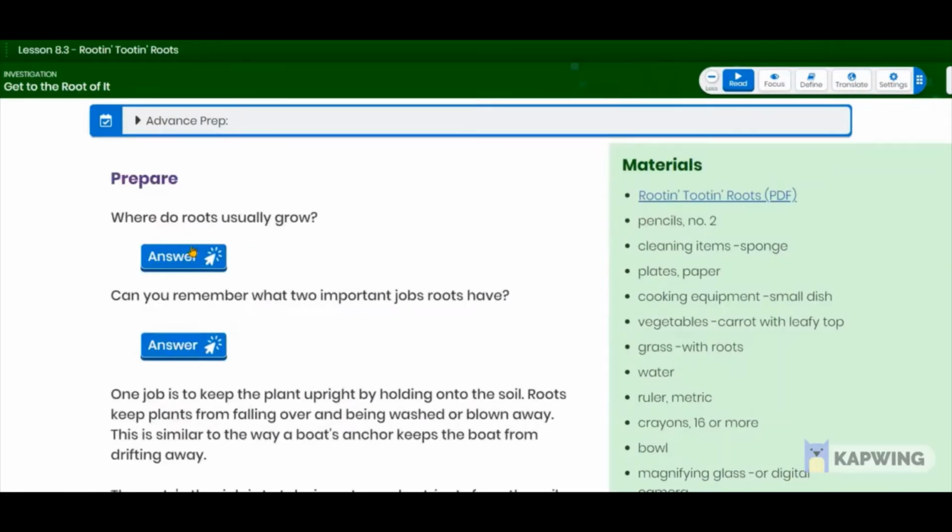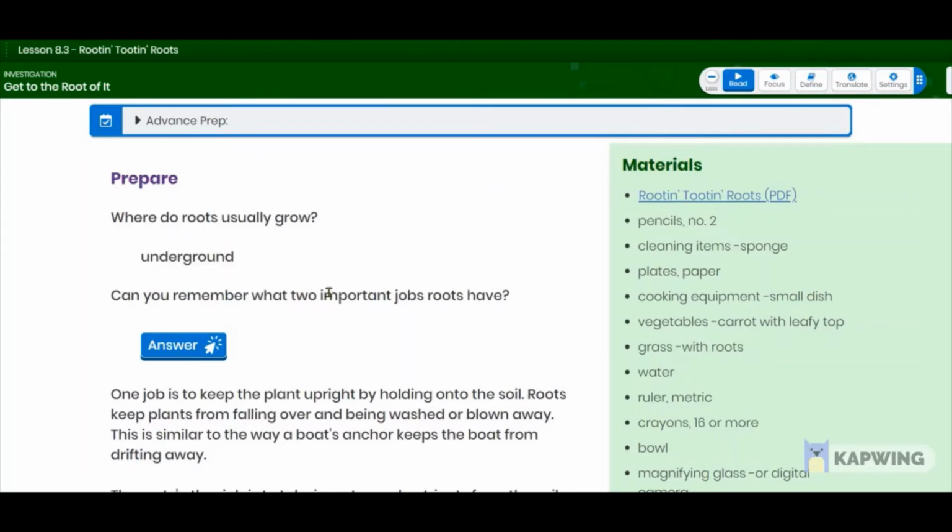So here are some questions for you to think about. Where do roots usually grow? We talked about this. Take a moment to pause the video and try answering this on your own. And then I'll give away the answer. Okay, I'm assuming you've taken a moment to give the answer to this question. Let's see the answer. Underground.